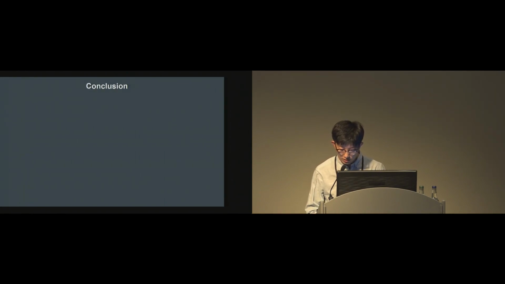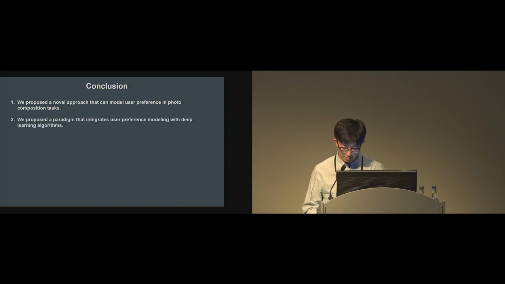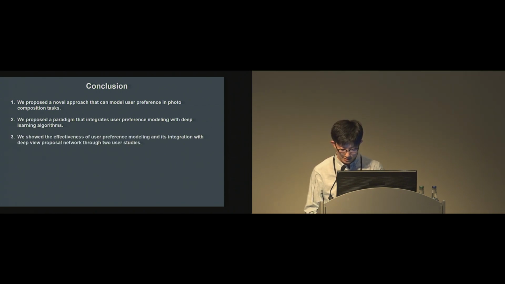To conclude our work, we mainly have 3 contributions. First, we propose a novel approach that can model user preference in photo composition task. We propose a paradigm that integrates user preference modeling with deep learning algorithm. We showed the effectiveness of user preference modeling and its integration with deep view proposal network through 2 study tasks.